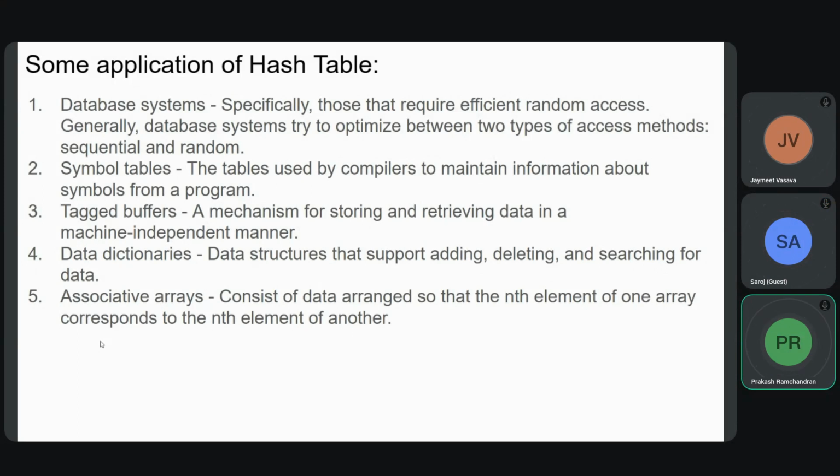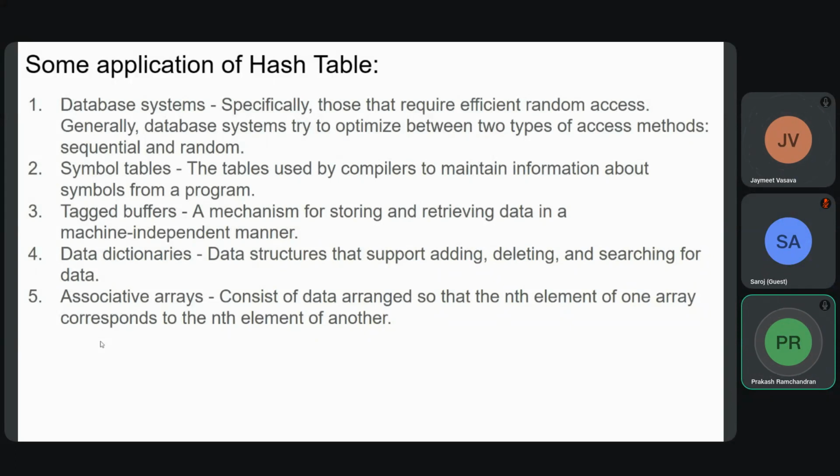Symbol tables are used for compilation or interpretation. Tag buffers are for machine to machine communication, or client to machine and machine to client. A data dictionary is always required because you want indexing. Associative arrays: if one array is there and another array is there, they are associated. That means one entry in one array has an association with another entry in another array. Associative arrays are defined in most languages, and all scripting languages have them.